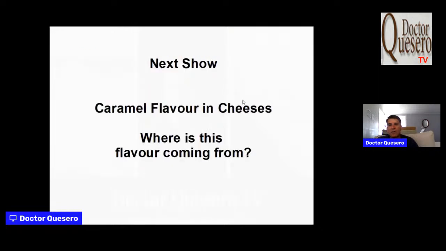Next show, I'm going to speak about cheeses that have this caramel flavor. For example, Parmesan, Parmigiano Reggiano, has this flavor. Gouda cheese has this caramel flavor, and I'm going to tell you why, and what is the reason for having this caramel flavor. What are the ingredients that give you this sweet flavor in the cheeses?